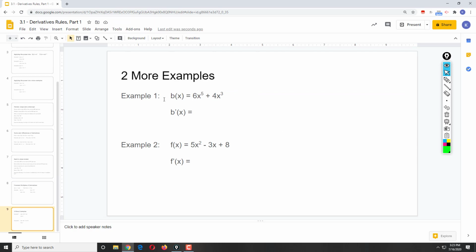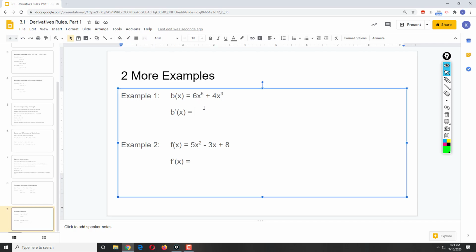Okay. 2 final examples, and that's it. Example 1. b of x is 6x to the fifth power plus 4x to the third power. Then the derivative, well, 6 times 5 is 30. x, 5 minus 1 is 4. So it's 30x to the fourth power. Plus 4 times 3 is 12. 3 minus 1 is 2. So the derivative of 6x to the 5th power plus 4x to the third power is 30x to the fourth power plus 12x squared.